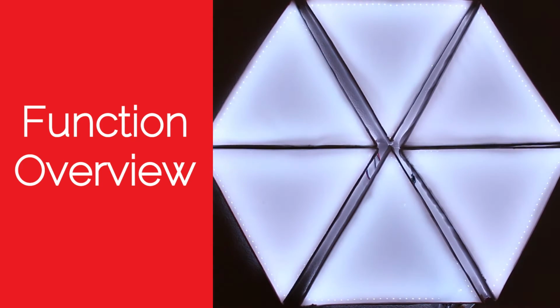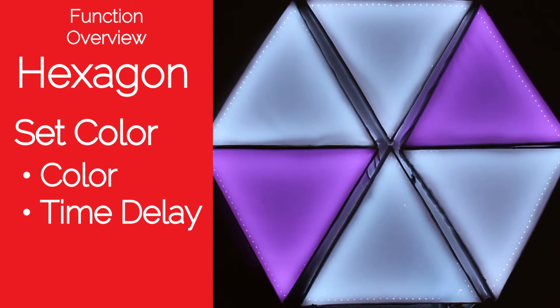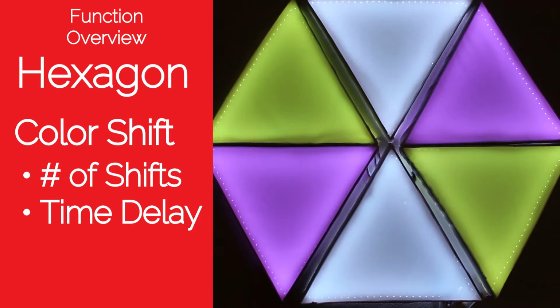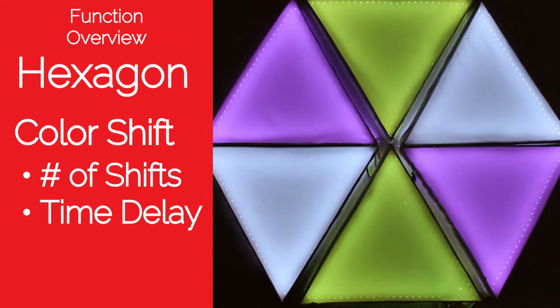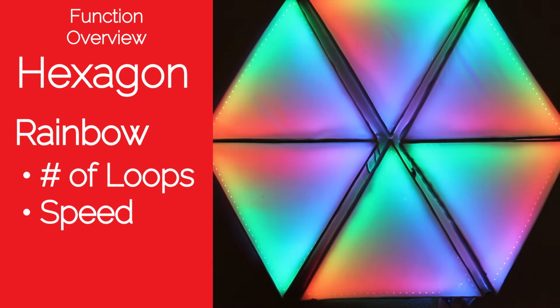Each object has a set of functions that it can carry out. For the hexagon, its main purpose is to call the same function for some or all of the panels within it at the same time. Its functions include setColor, which changes the color of a selection of panels, ColorShift, which moves the colors of each panel around in a circle, and Rainbow, which activates the rainbow pattern on every panel.